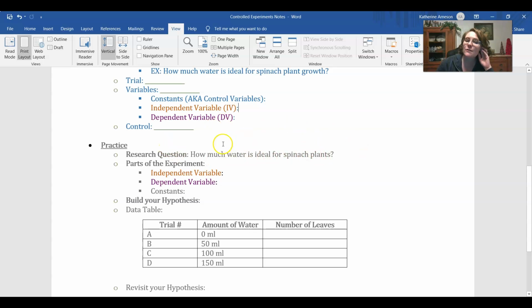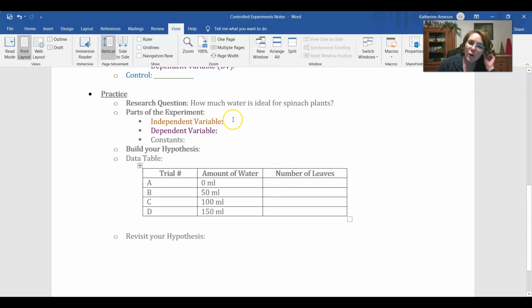Okay, let's do a little practice. In this one, I'm going to give you the research question. How much water is ideal for spinach plants? Okay, so what we're dealing with is water. So the amount of water that we give our plant and the amount that it's growing, right?